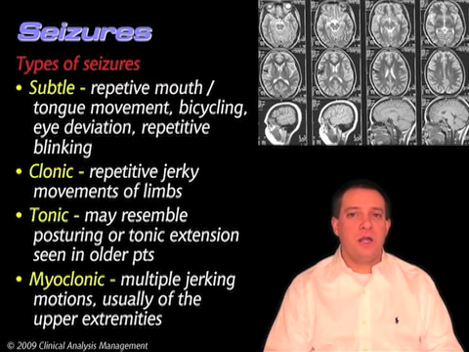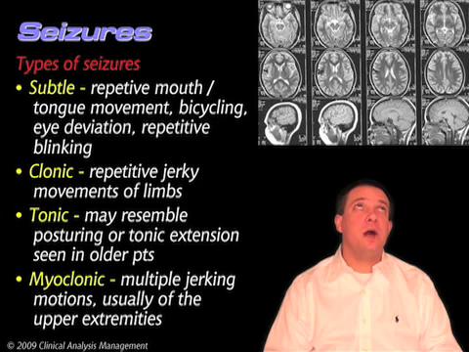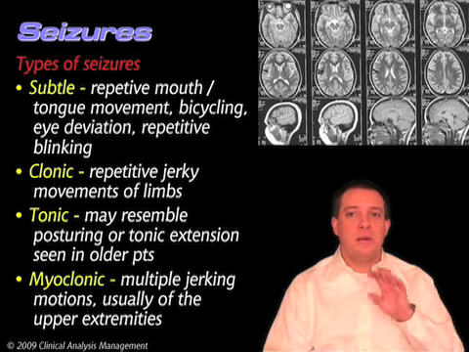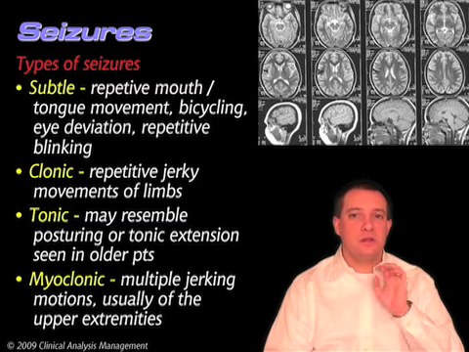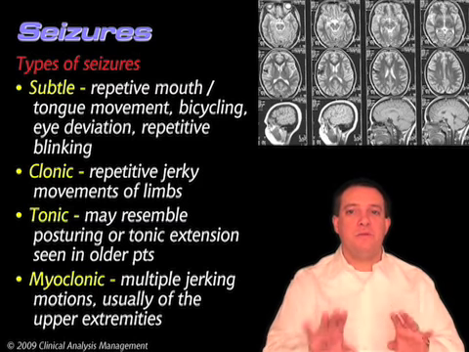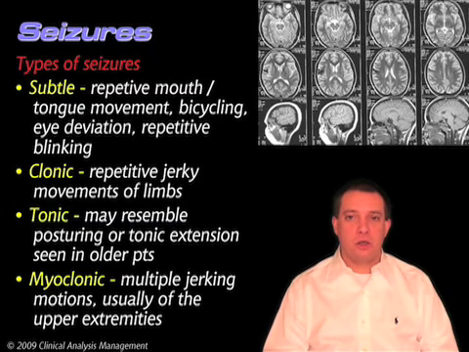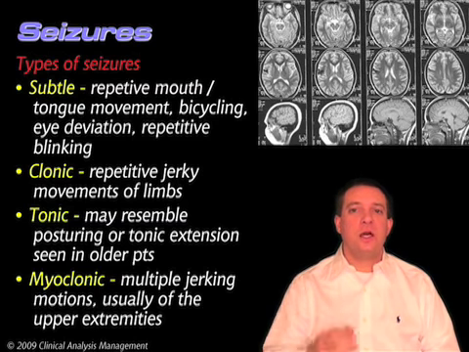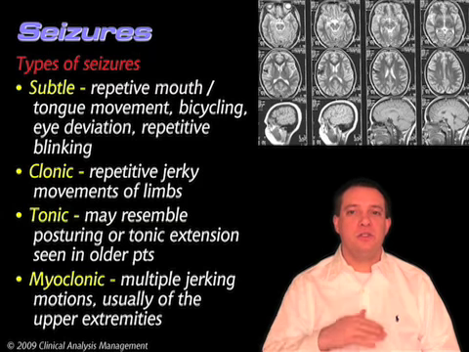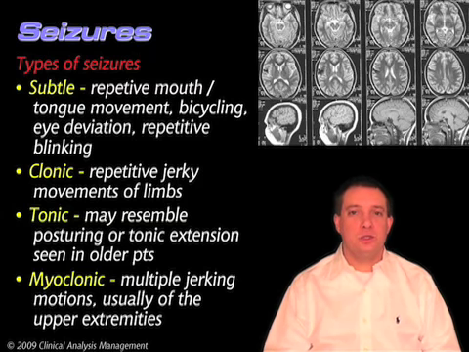or they may be things like lip smacking, they may stick their tongue in and out, they may bicycle their feet, but they don't typically have the full-on tonic-clonic kind of seizure. So again, subtle seizures are more common in children than tonic-clonic seizures, but the older the child gets, the more likely they are to have seizures that look more like what an adult seizure looks like.